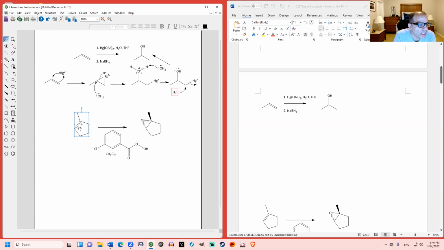The next reaction is an epoxidation reaction using metachloroperbenzoic acid, also called MCPBA. And what you need to know is you need to set up that peracid molecule such that the oxygen attached to the hydrogen is facing towards the alkene double bond.